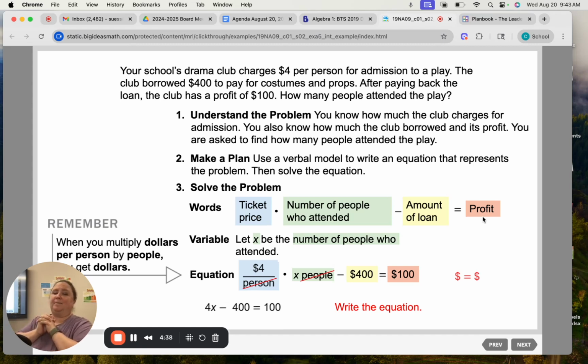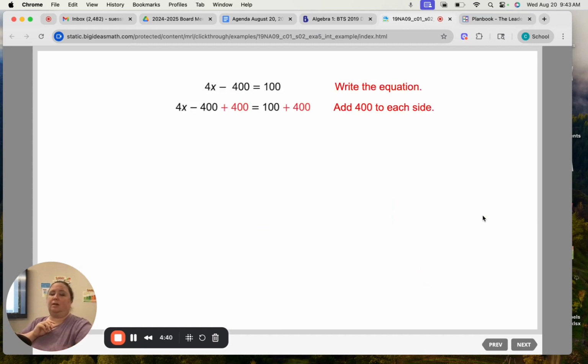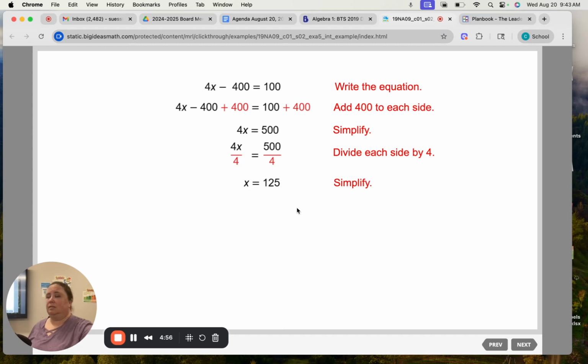All right. So then our first step is to do what? Inverse. Yep, which means we're going to add. It's a negative 400, so we're going to add 400. 500. Yep. And then divide 4 away. 500 divided by 4. So this was a word problem. So what is 125 what? People.